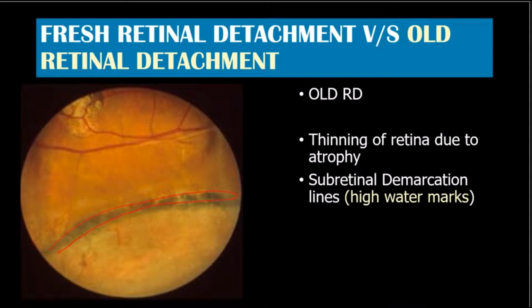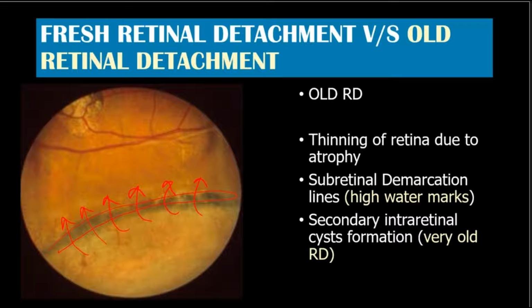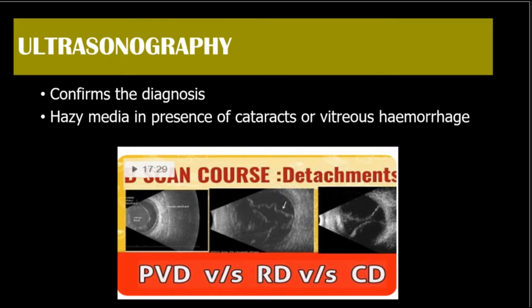Now, although at this area of watermarks you have chorioretinal adhesion, it has still been seen that even in chronic RD cases, the fluid can extend way beyond these watermarks, right? Apart from that, very old RD cases will have secondary intraretinal cyst formation as well. Now, in some cases, when the media is quite hazy because of the presence of cataract, or when the retinal detachment is associated with shearing of the vessels leading to vitreous hemorrhage, it becomes difficult to identify the presence of retinal detachment using indirect ophthalmoscopy.